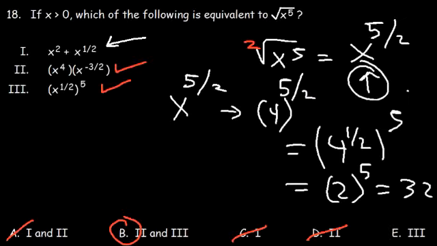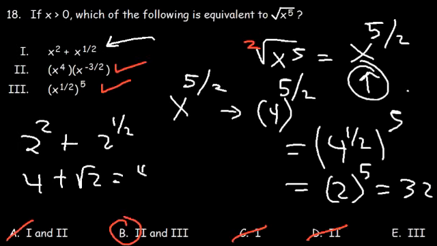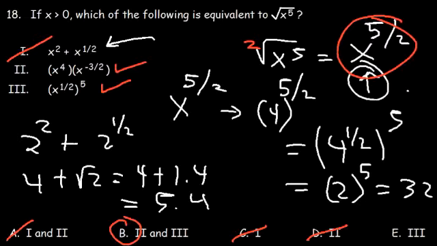Now, if we plug in 2, will we get the same answer or will we get something different? 2 squared plus 2 raised to the half. 2 squared is 4, and 2 to the half is the square root of 2. The square root of 2 has a decimal value of about 1.4, so this is equal to 5.4, which is not equivalent to 32. Therefore, number 1 is not equivalent to x raised to the 5 over 2 power. So therefore, B is the right answer. Only statements 2 and 3 are true.